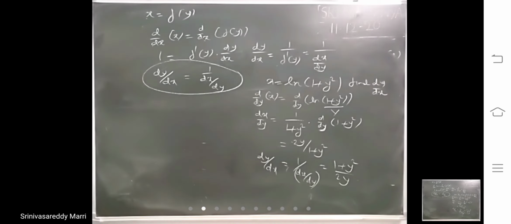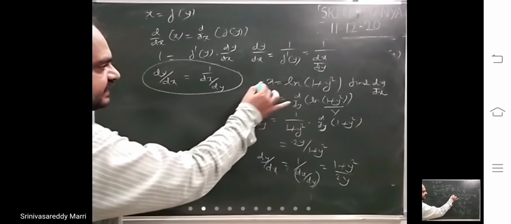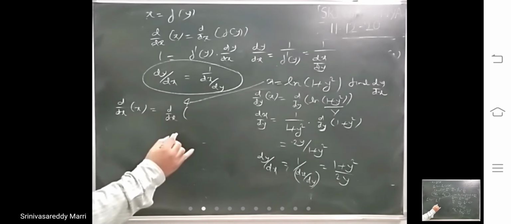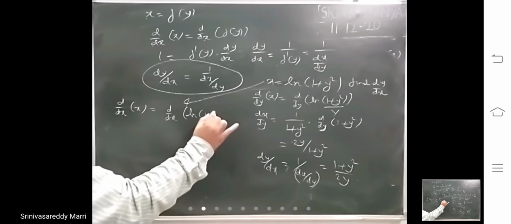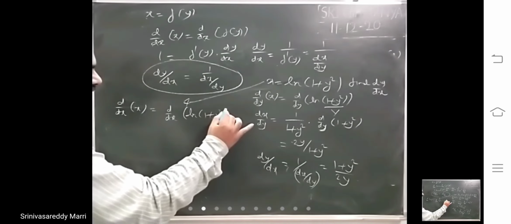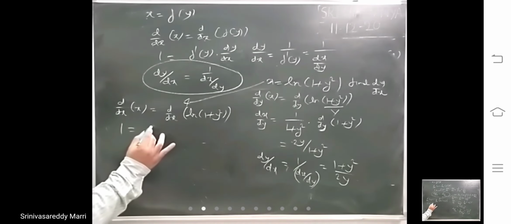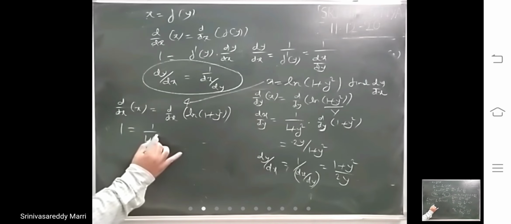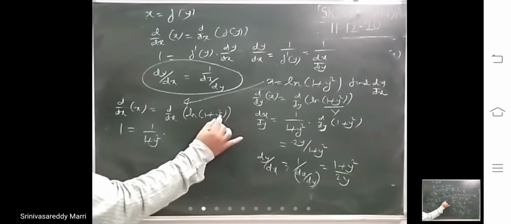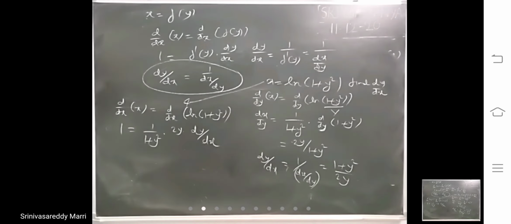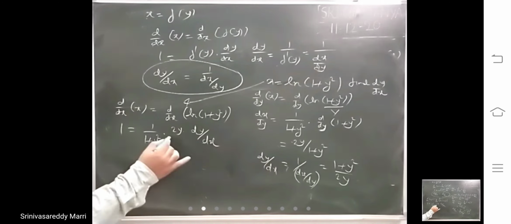Right? This is one method. Another method is the previous method. On both sides, d by dx of x equals d by dx of ln(1 plus y square). Like this also you can do. d by dx of x is 1. d by dx of ln(1 plus y square) is 1 over (1 plus y square), into the derivative of 1 plus y square, which is 2y, into dy by dx.